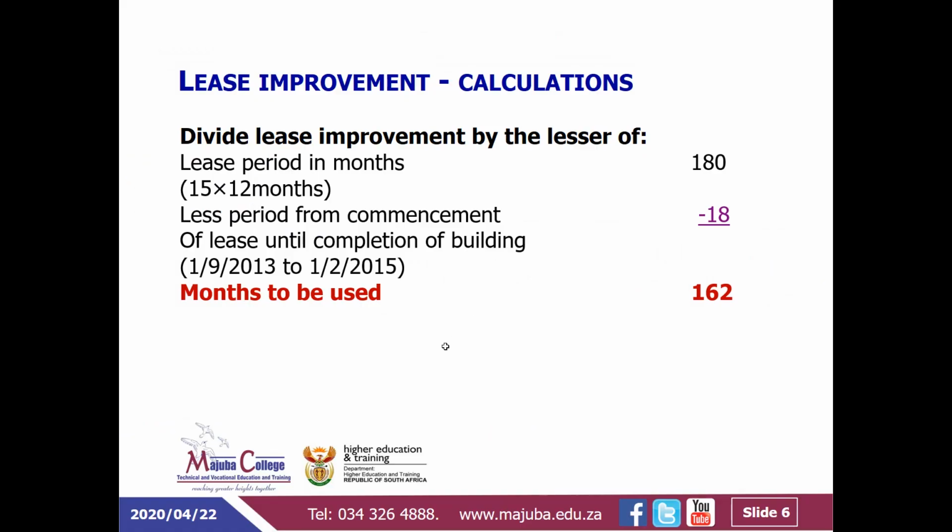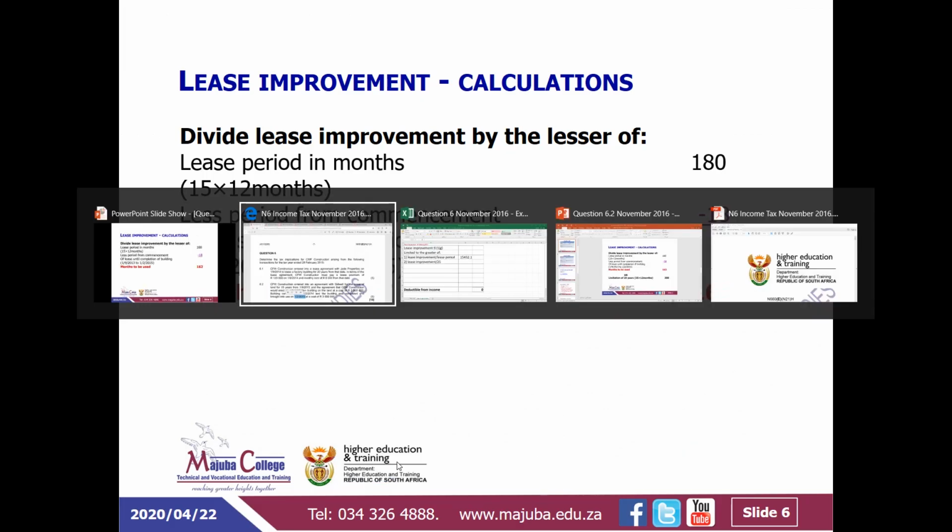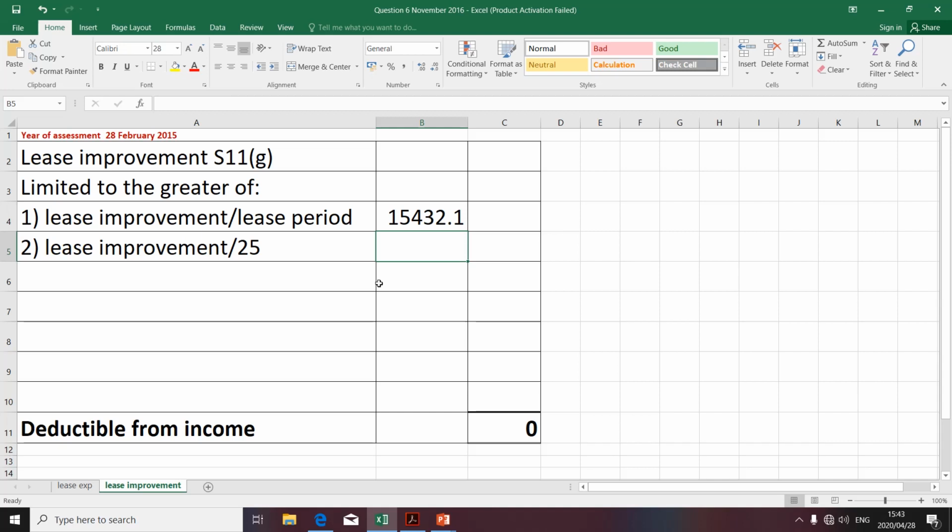Please do your calculations, because we want to get to February 2015, and we only used the building from the 1st of February 2015. That's how we got to that 1 month. Moving along swiftly, we would have taken the amount of 2.5 million. Remember, I already did calculations.